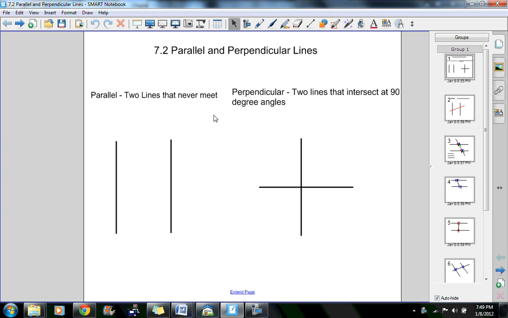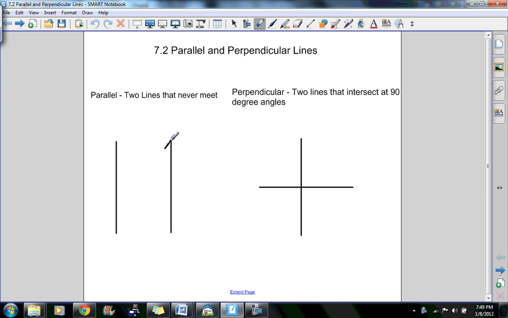So we have two basic concepts that we're working with, parallel lines and perpendicular lines. Parallel lines, by definition, are two lines that never ever meet. Not ever, okay? These lines are going to pass on infinitely in each direction, but they will never cross each other, okay?